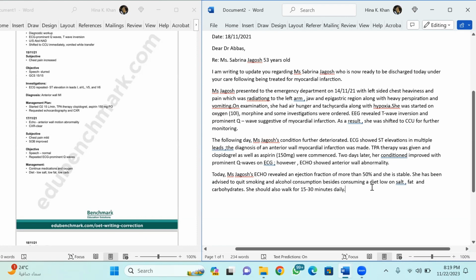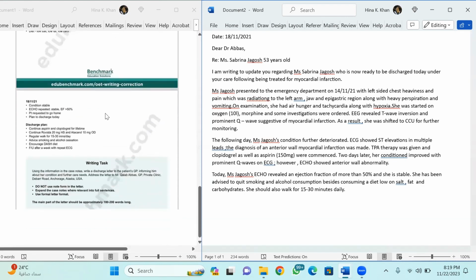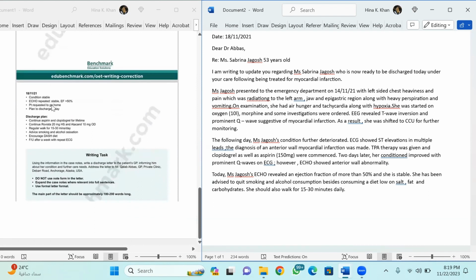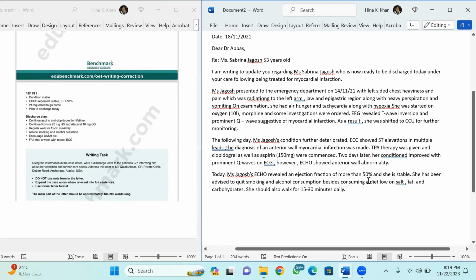Now this is today's paragraph. What is happening today is that the condition is stable. The echo showed 50% ejection fraction. She is stable, and the patient requested to go home. Plan to discharge today. Continue this, and this. Now you can write it over here also.